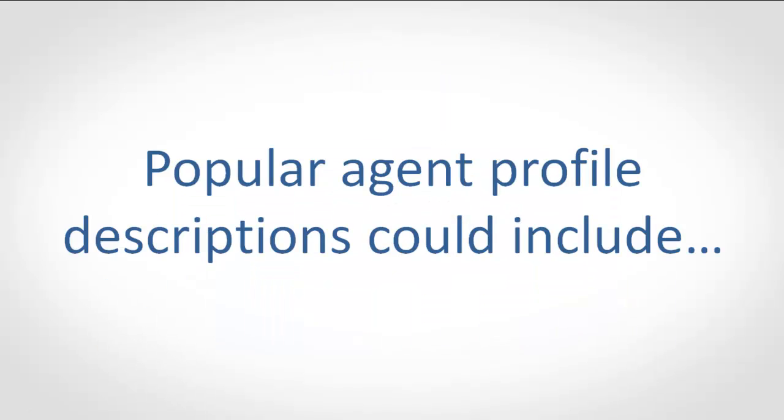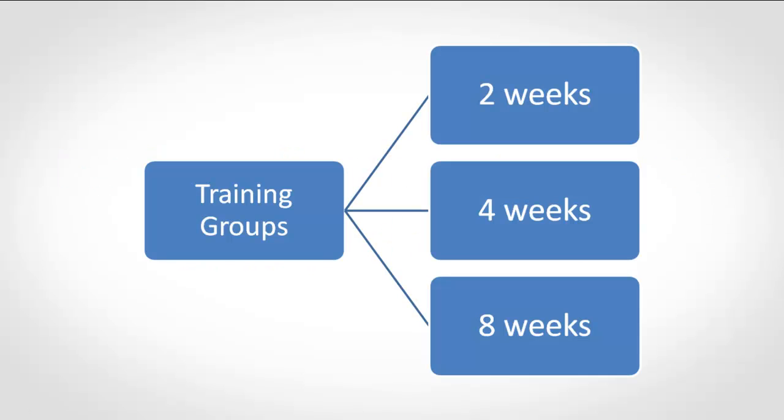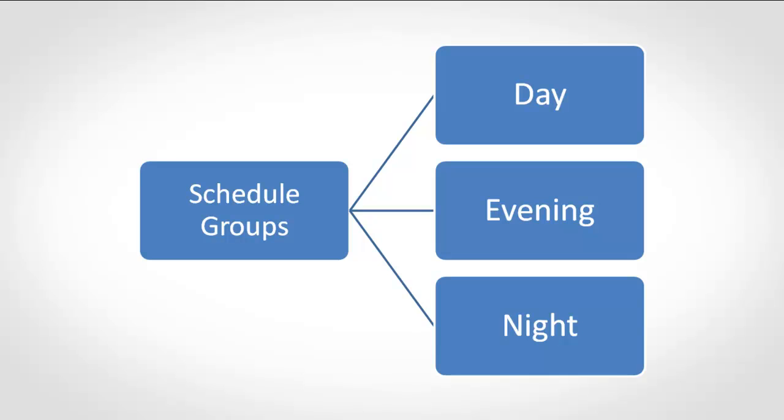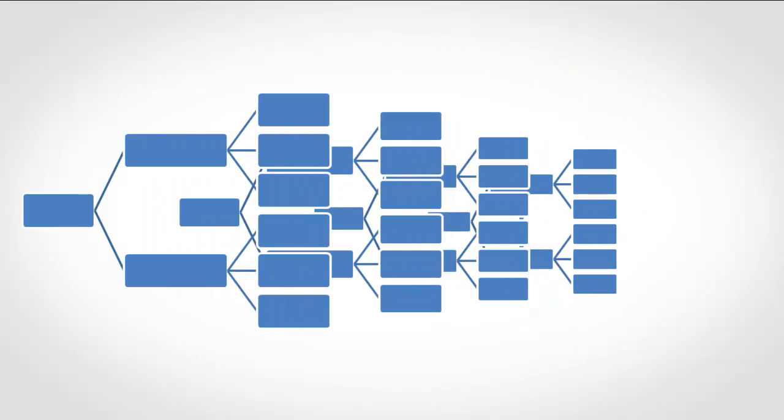For example, popular agent profile descriptions could include agent site name, department name, skill set, manager name, team leader name, date of hire, experience level, education level, employment status, language, and so on. These profiles will allow you to answer questions such as: which training program is most effective? When are agents most productive and performing at their best? What experience level offers the best performance? The possibilities and combinations are limitless.